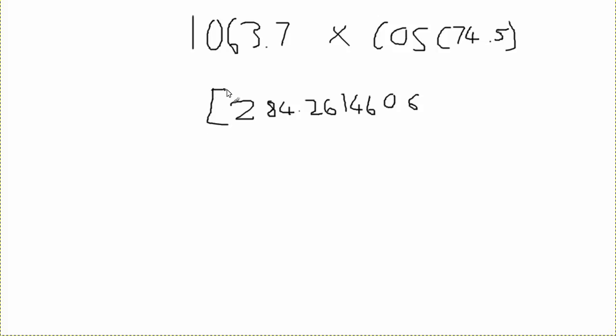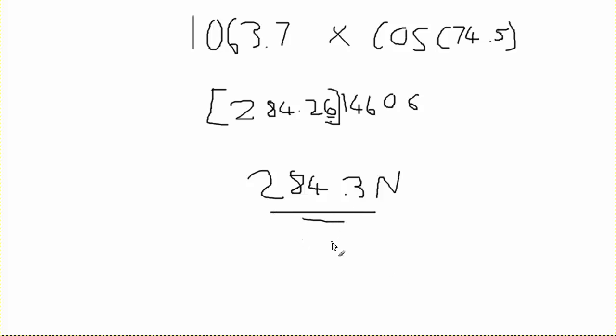Alright. So, let's assume the examiner wants us to put this to 4 significant figures. So what we would do is we would take our 5 digits here. So then we've got 284 for definite. But then we've got our 6 here. And since that's above 5, we round our 2 up to a 3. So it's that. That would be our horizontal component.